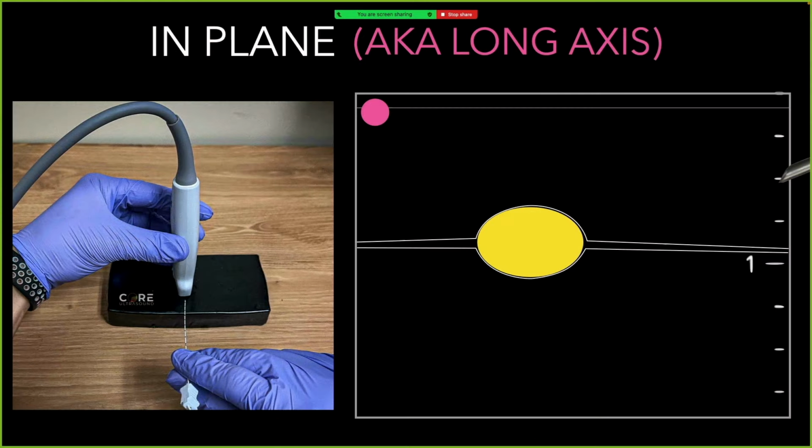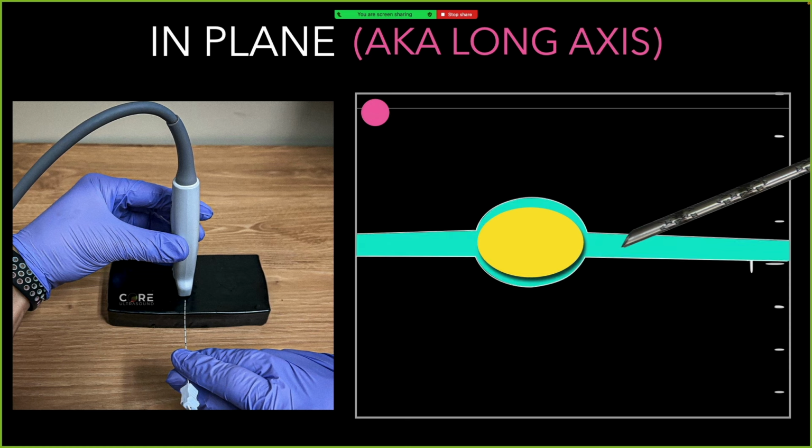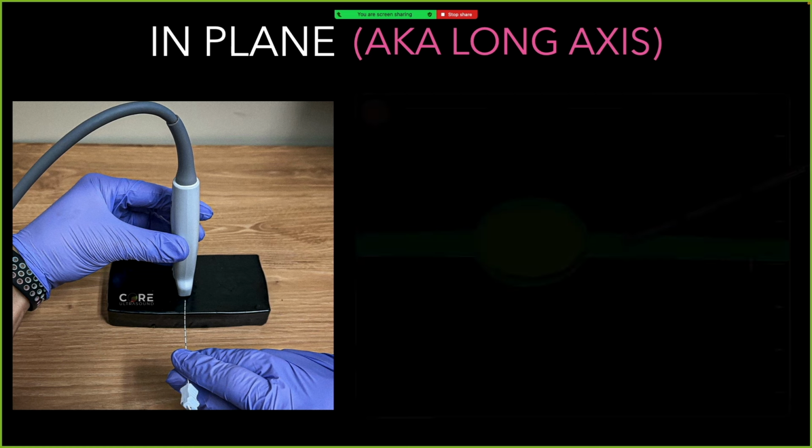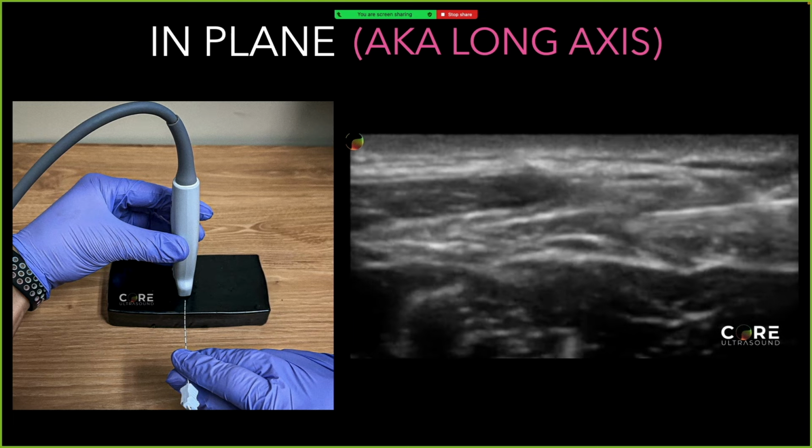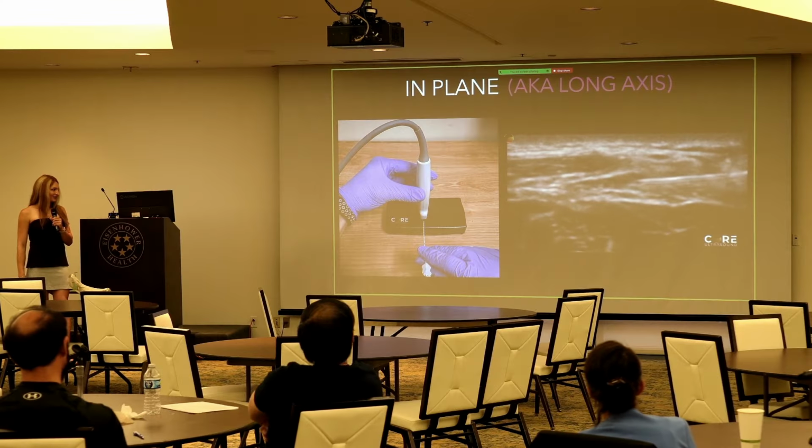Now in plane, this is the best way to do it. I think that yellow circle is a dot. You inject, and this is what you are trying to see. You want to see that spread in that fascial plane. Do you guys like that animation? It took me a long time to make that, actually. It was a lot of different steps. And this is what it looks like here.